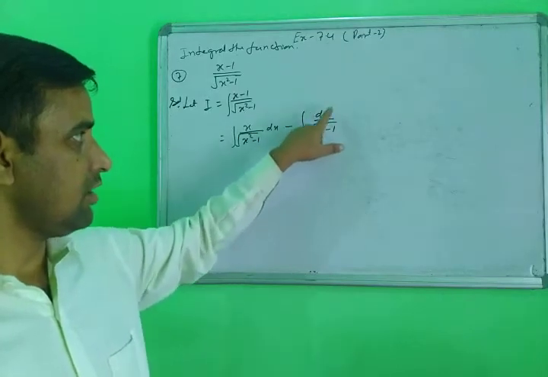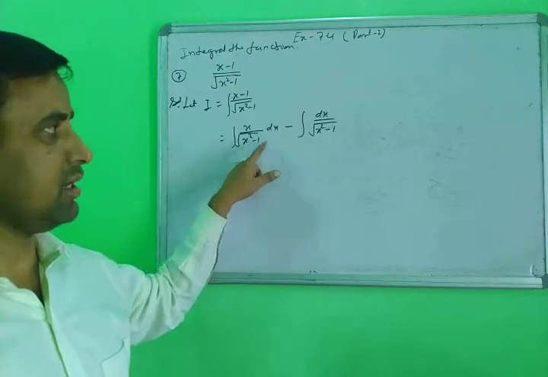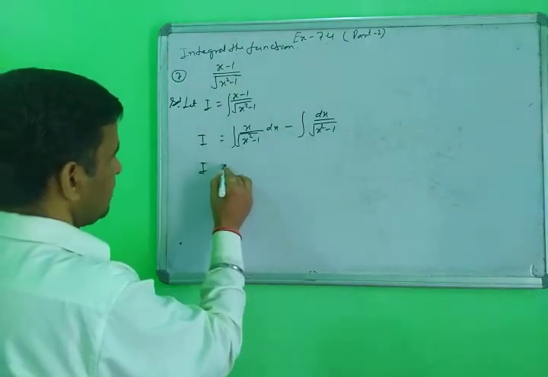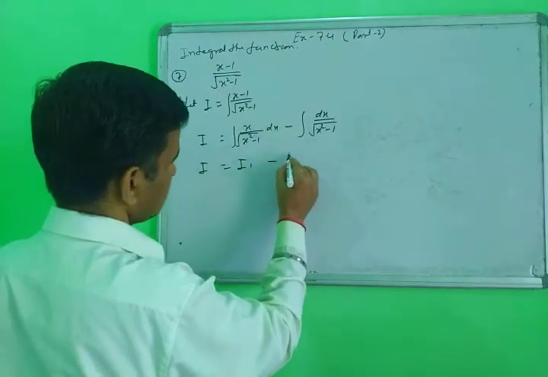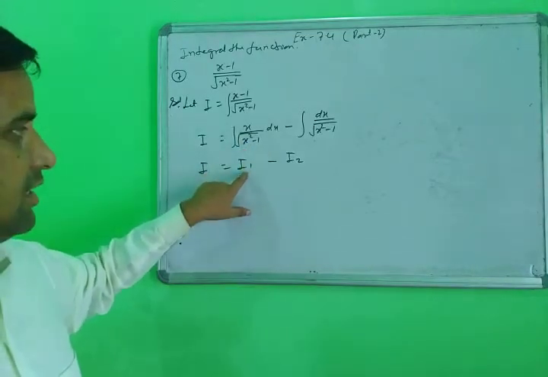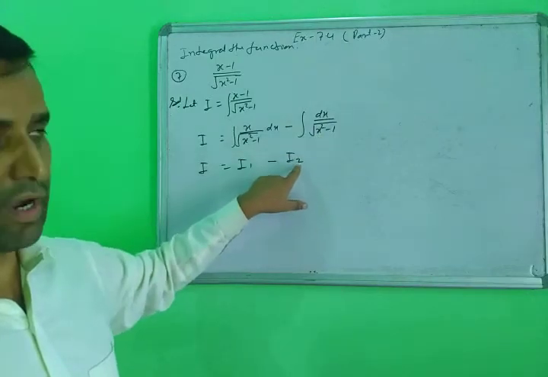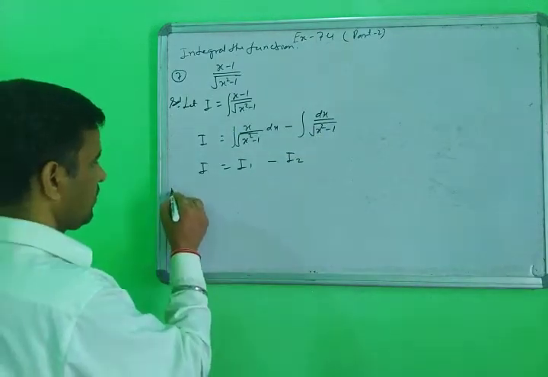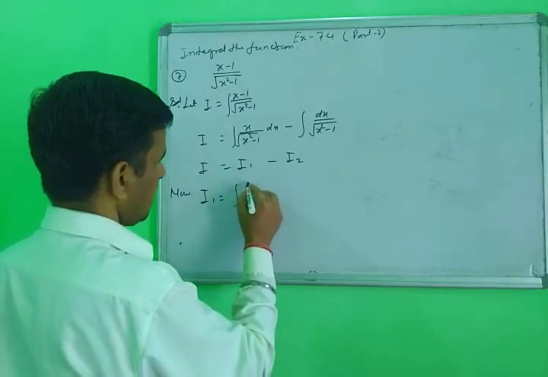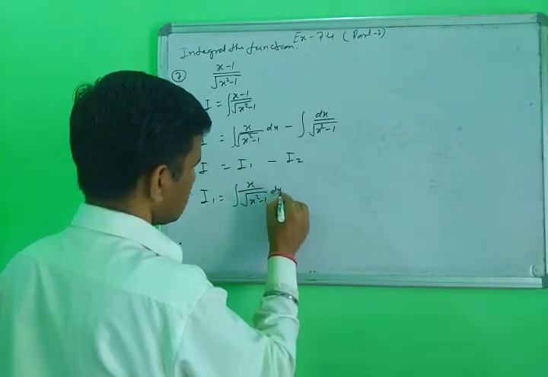Here we use a different identity and a different substitution for each. So you can write I equals I1 minus I2, where I means integration, I1 is the integration of the first part and I2 is the integration of the second part. First I am taking I1, the integral of x dx upon root of (x square minus 1).